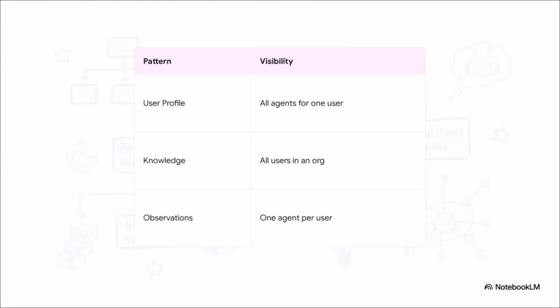Of course, you can't just have a free-for-all. To keep this collective mind organized and secure, developers use strict memory namespacing. This dictates exactly who sees what. You might set up a user profile namespace that all your agents can see, but obviously only for that one specific user. Or you might have an observations namespace that is completely restricted to just one specific agent interacting with one specific user. Nailing these access patterns is absolutely make or break for a secure, functioning system.